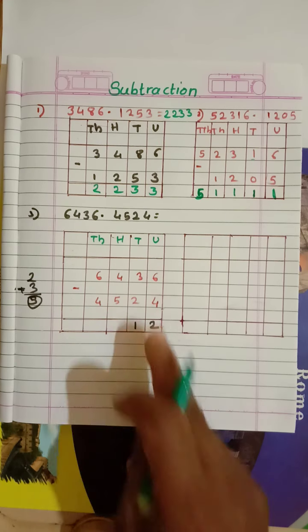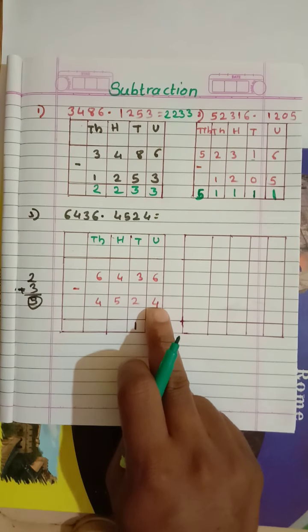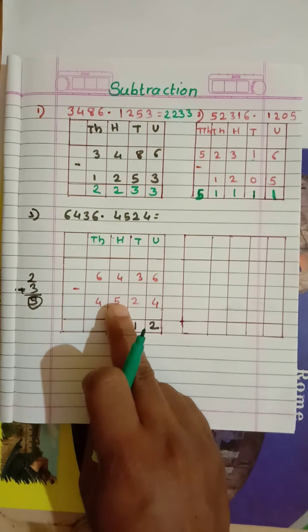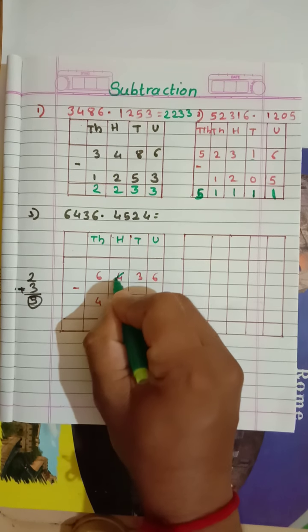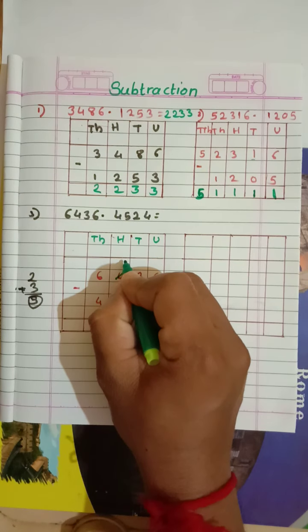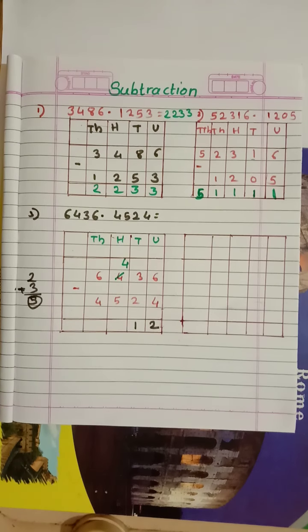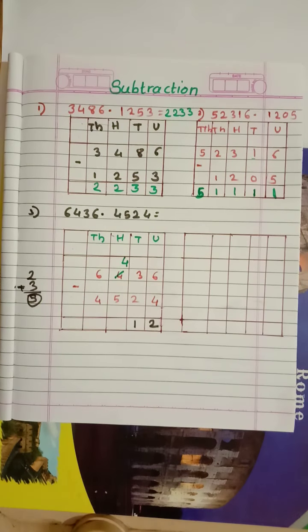It is very important. Here I have not done anything because it is a normal process. 6 was greater, 4 was smaller, 3 was greater, 2 was smaller. But now here it is smaller and here it is bigger, so it cannot be done this way. So what I have to do is cancel this. It is not necessary to cancel, but we do it so we do not get confused. And that cancelled number we write overhead, and then I will go to borrow.